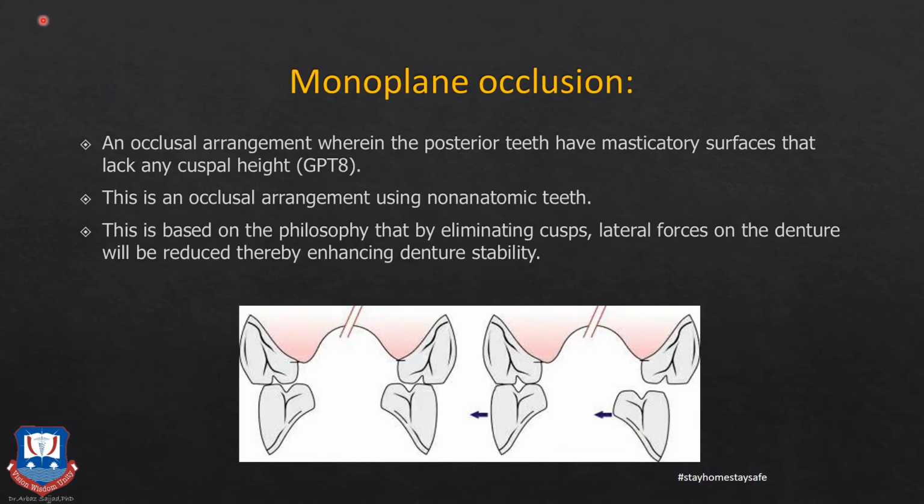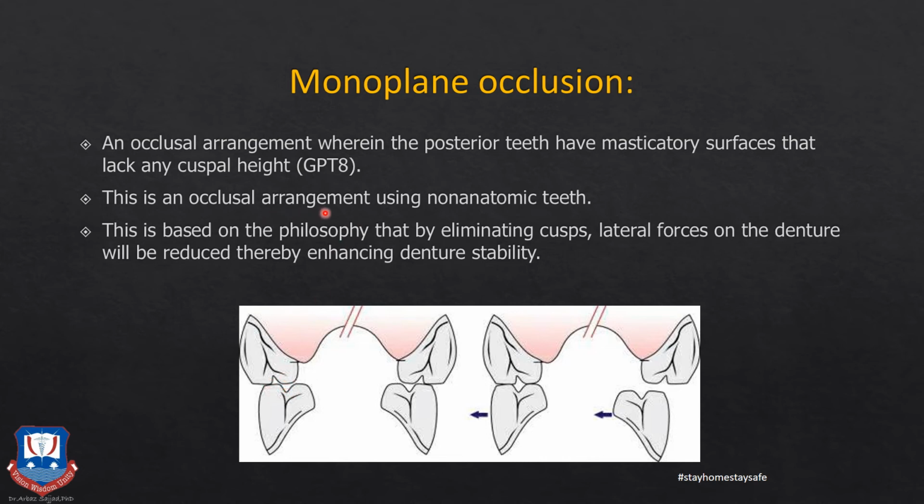Now coming to the monoplane occlusion. After balanced occlusion, next up is a monoplane occlusion. This is an occlusal arrangement wherein the posterior teeth have masticatory surfaces that lack any cuspal height. That is, the posterior teeth do not have any cuspal inclines or cuspal height, such as you see in the anatomic teeth or semi-anatomic teeth. Basically, we have a flat occlusal scheme with only sluiceways for the chewing and mastication.